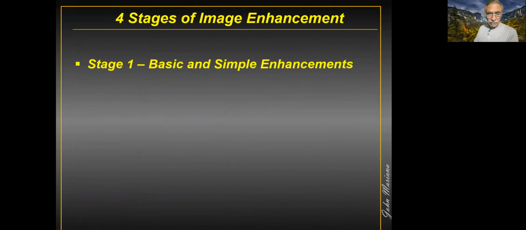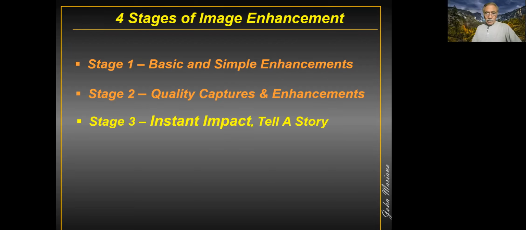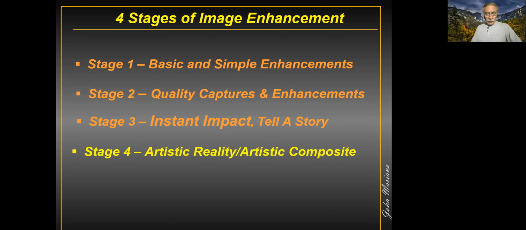So stage one, basic, simple. You start to learn to use your camera. You learn aperture, depth of field, shutter speeds, all those things, a little bit about rule of thirds maybe, but compositions and things, leading lines. Stage two, get to where the quality captures. Now you're doing much more of capturing things, and really you're capturing fewer images because you don't just shoot, you're shooting when you know something is the way you want it to be. Stage three, instant impact. Where are the highlights, the shadows? And then stage four, what I'm calling artistic reality.